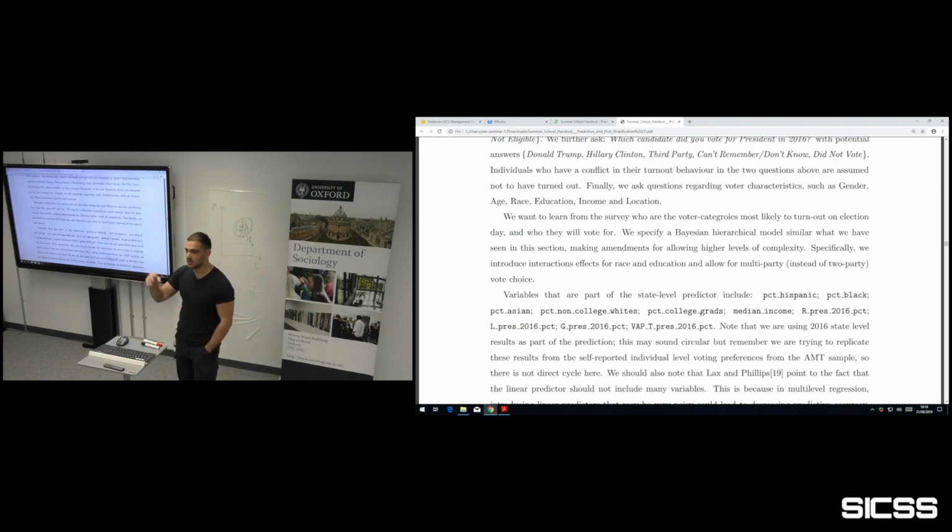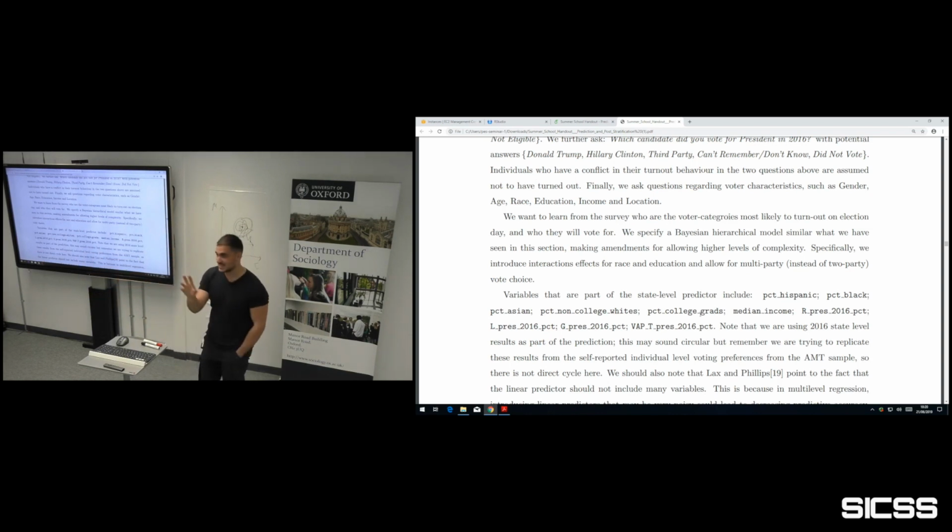From multiple sources, including the census and so on, we also have some state-level characteristics that we're interested in. So for each state, we have the percentage Hispanic, percentage Black, percentage Asian, percentage non-college whites. That one's important because it has become important in the narrative because of Trump. Percentage college grads in general, because as you know, Hillary Clinton was the first Democratic candidate in a long time to win college grads in the United States. Median income of the state, the percentage that the Republican won in 2016, the percentages that the Libertarian and the Greens won in 2016, and the percentage of people who turned out in 2016.